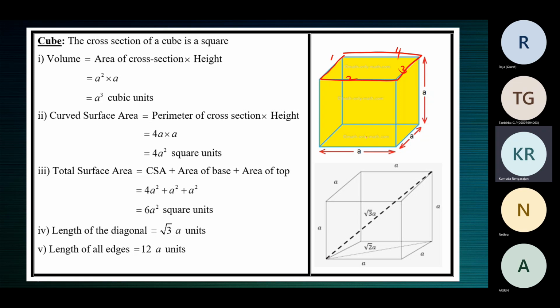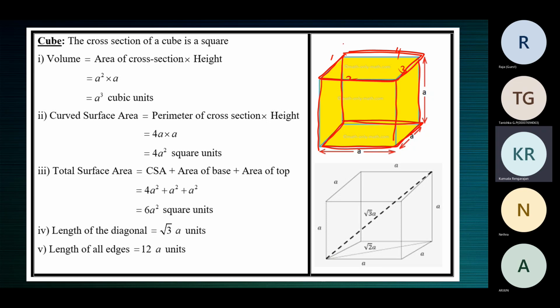Let's count the edges at the bottom: 5, 6, 7, 8. So there are 8 horizontal edges. On the top we have 4 edges, at the bottom we have 4 edges. In all, we have 8 edges like this. Then see the vertical edges: 9, 10, 11, 12. So a cube has 12 edges.